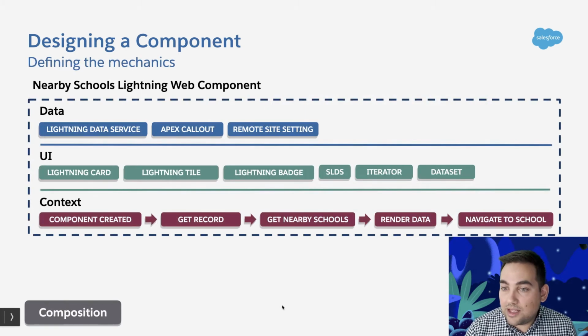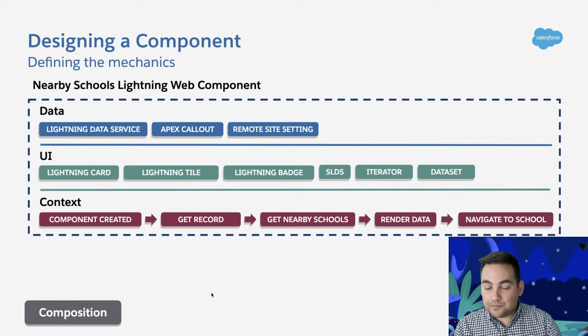And now, lastly, we need to talk about how we're going to bring that component all together. Now, the composition really brings together the data, the UI, and the context all in one into a nice package, and that really becomes our component.